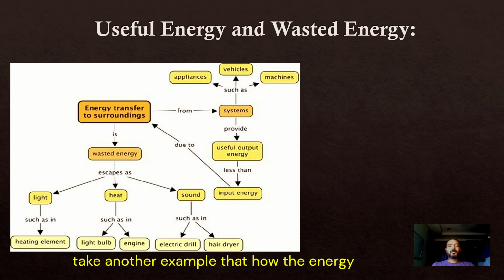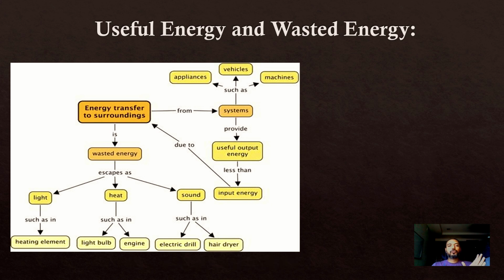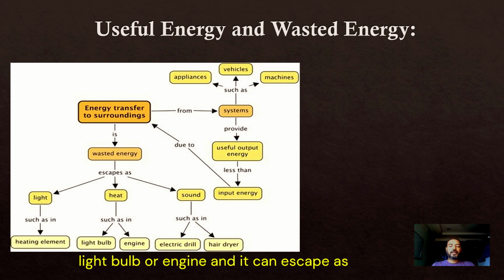Let's take another example of how energy is transferred to the surroundings. Energy can be transferred to the surroundings through wasted energy. How? It can escape as light, it can escape as heat, or it can escape as sound. It can escape as light, and the example for it is a heating element. It can escape as heat, such as a light bulb or engine, and it can escape as sound, such as an electrical drill or hair dryer.